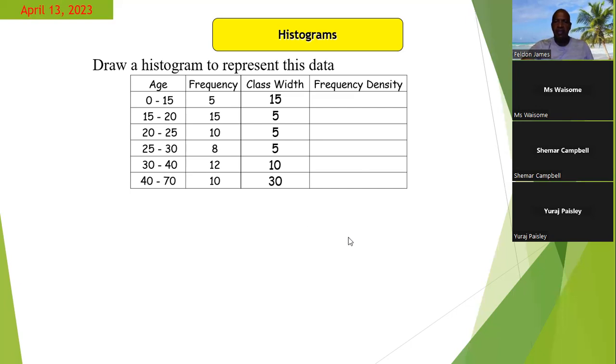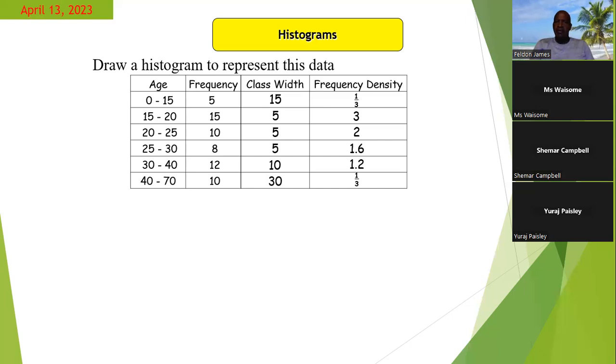Frequency density would be what? 3, sir, for the first one. Would be 3. So 1/3. Right. The other one would be what? 3. The other one would be? 2. The other one would be? 8/5. And the other one? Okay.